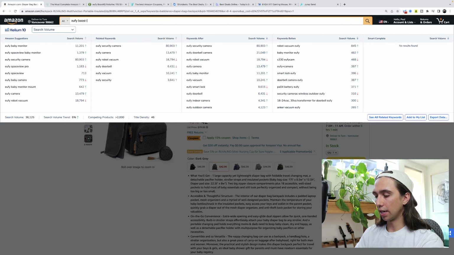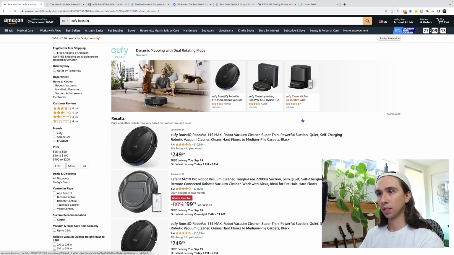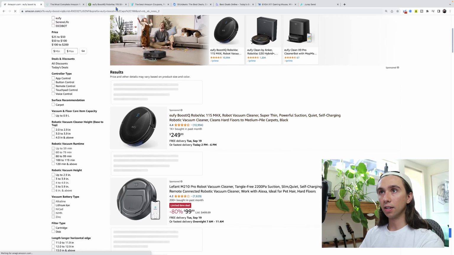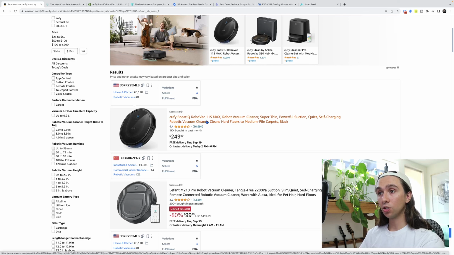And then Boost IQ will probably get us there. See if it's there, and it is. Okay, this is the 11S Boost IQ RoboVac. And it's actually more expensive here. It's $249.